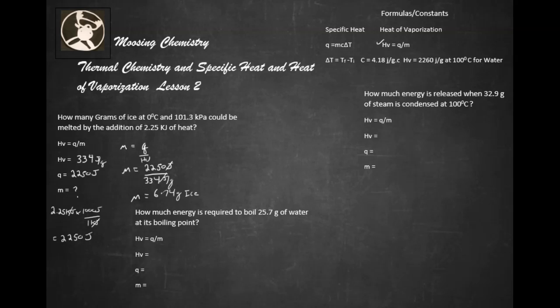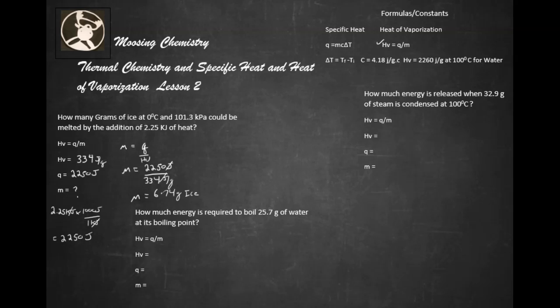All right, let's go to our next problem. These are not that difficult. The next one is, how much energy is required to boil 25.7 grams of water at its boiling point? All right, so what do we know? Okay, well, the boiling point of water for the HV is going to be 2,260 joules over grams at 100 degrees Celsius, which is the boiling point of water. So I have my HV value.